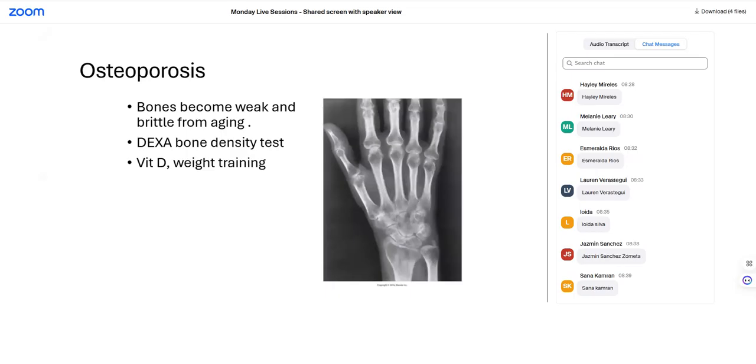Osteoporosis. Bones become weak and brittle from aging. A lot of patients after 50 will start having DEXA scans, dual energy X-ray absorptiometry, also known as a bone density test, to see if they do have osteoporosis. Ways of reducing the effects of this, no real cure, but to help with the effects of the aging: vitamin D, weight training, exercise to strengthen the bones.